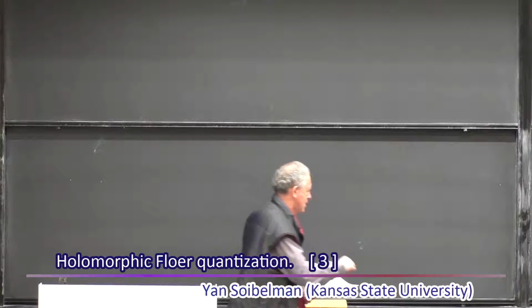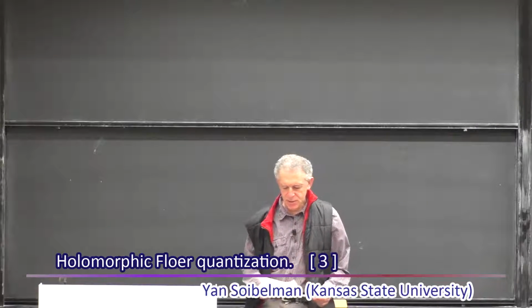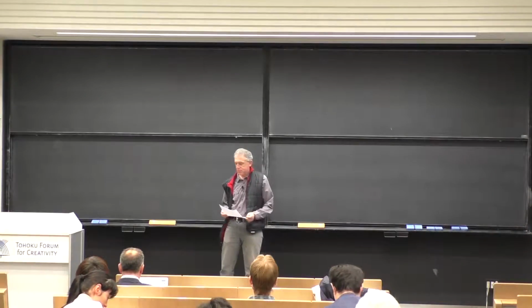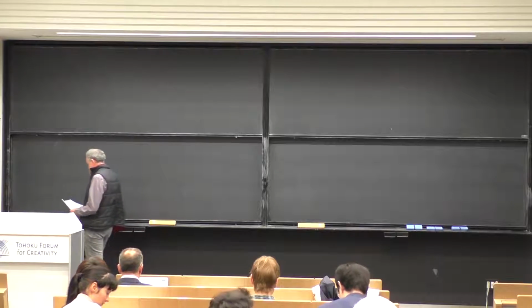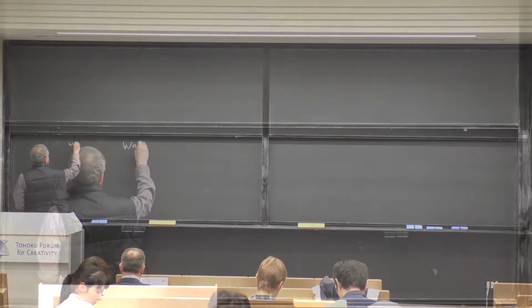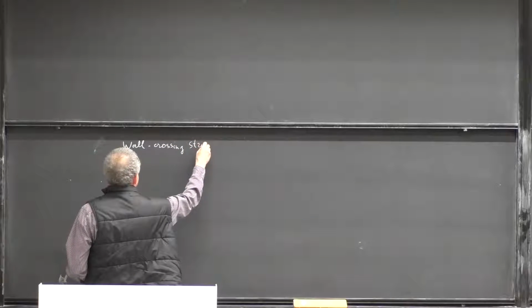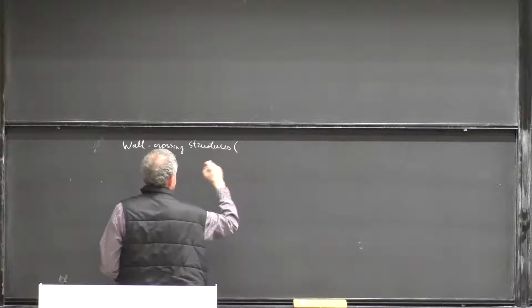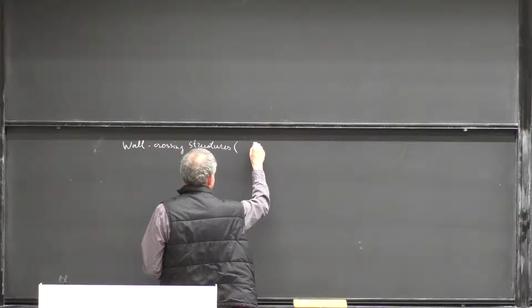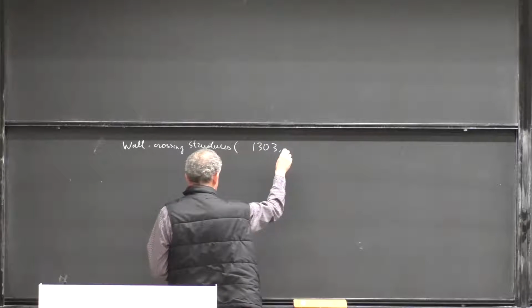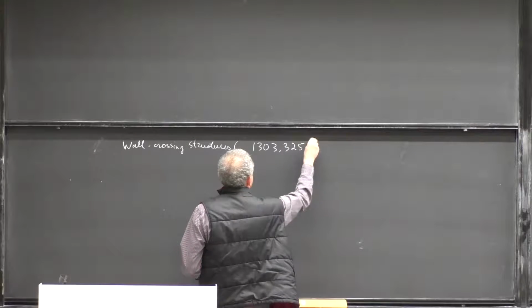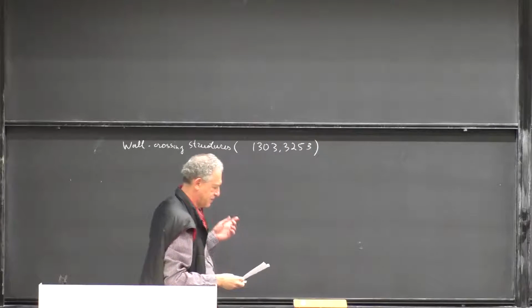So today I start with a discussion of the structure which underlies this local to global relation on the Betti side, and which we call the wall crossing structure. The details can be found in our paper with Maxim on the arXiv.